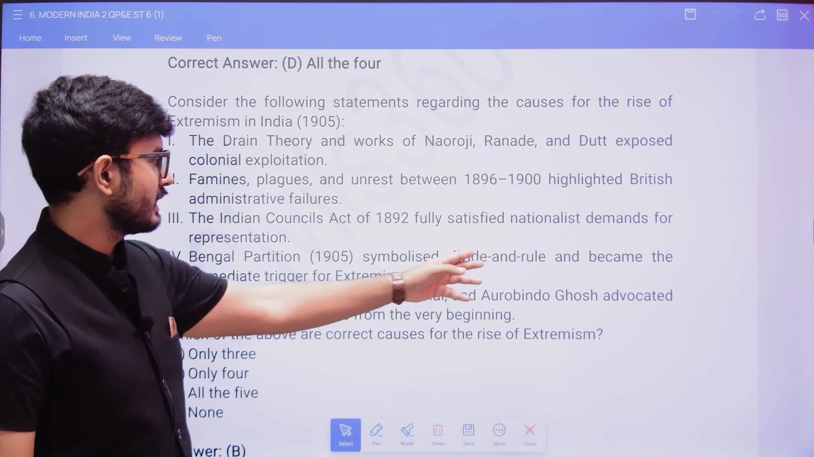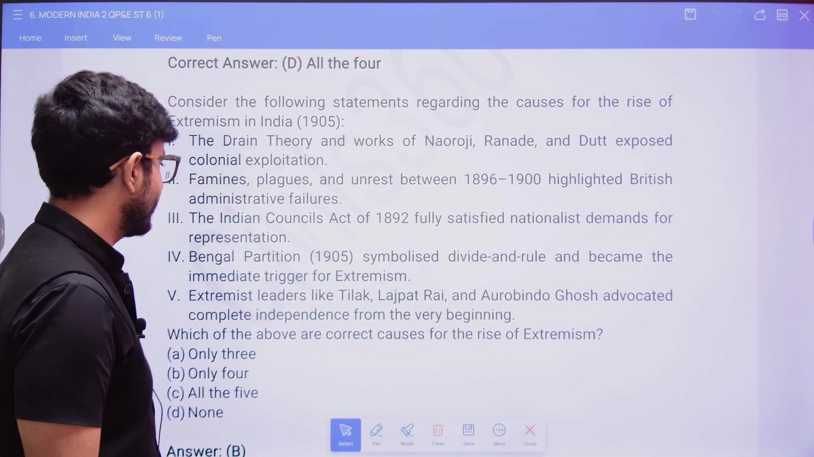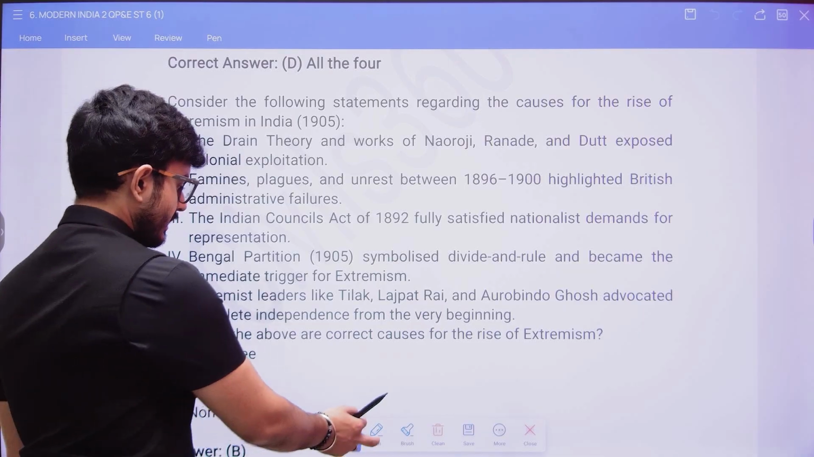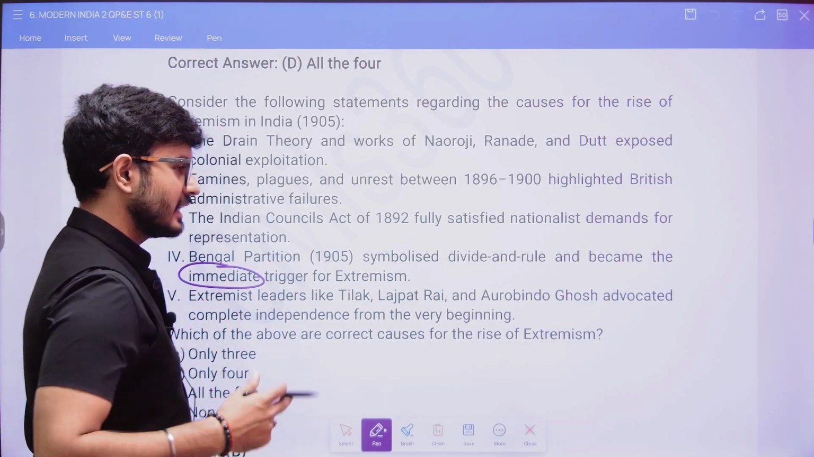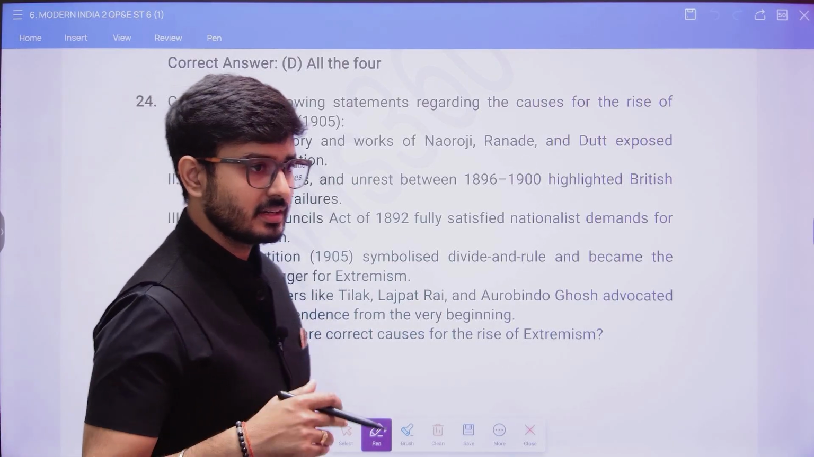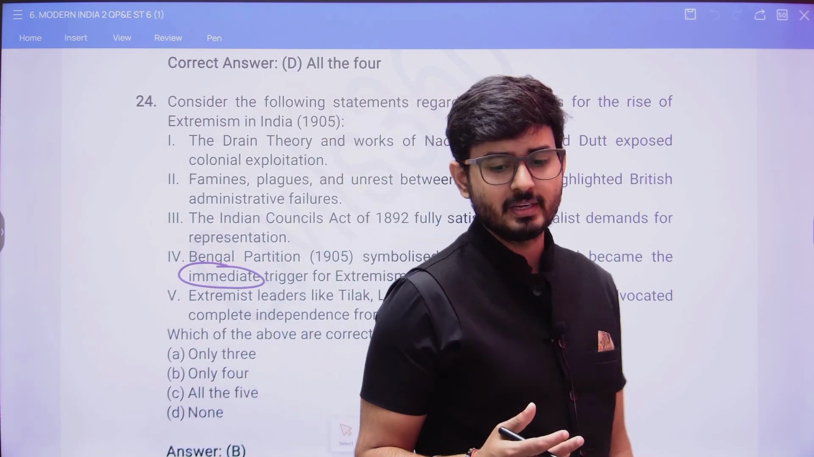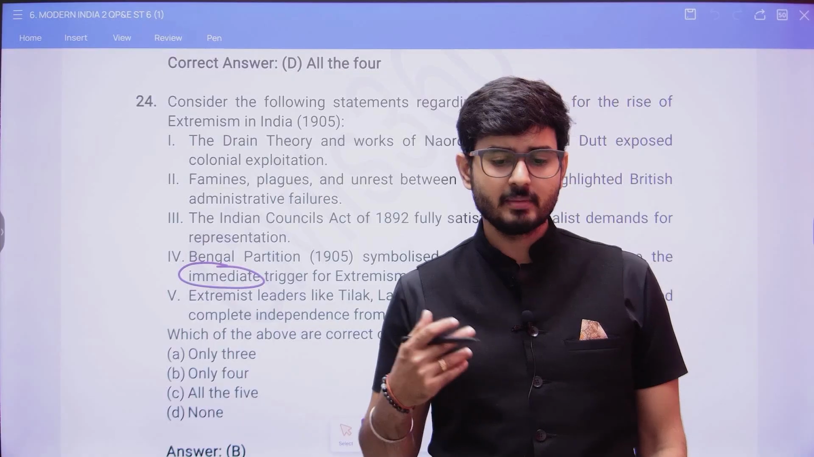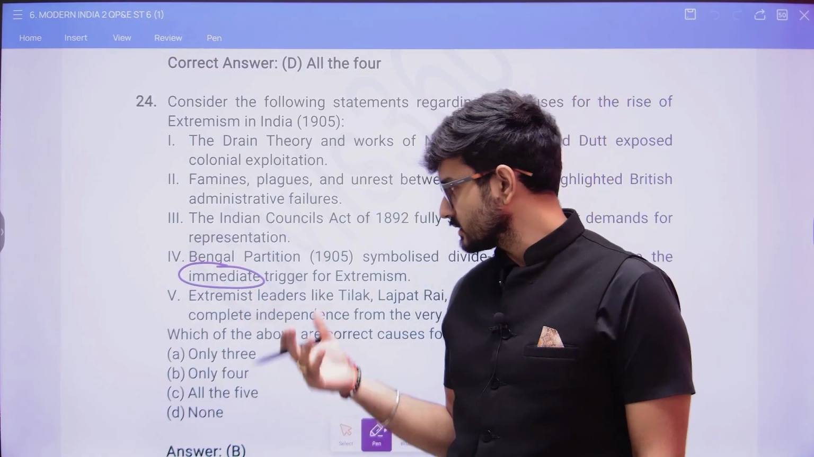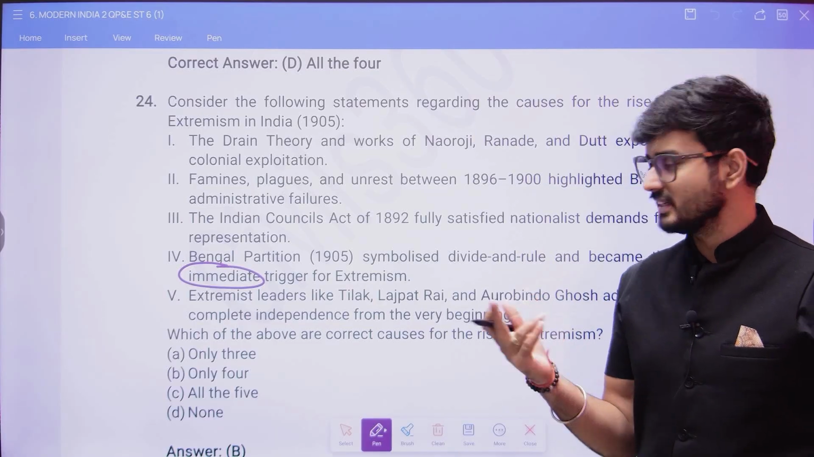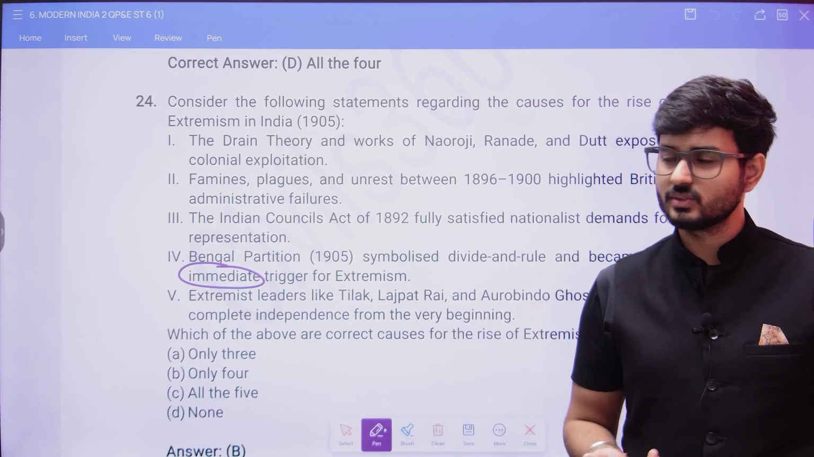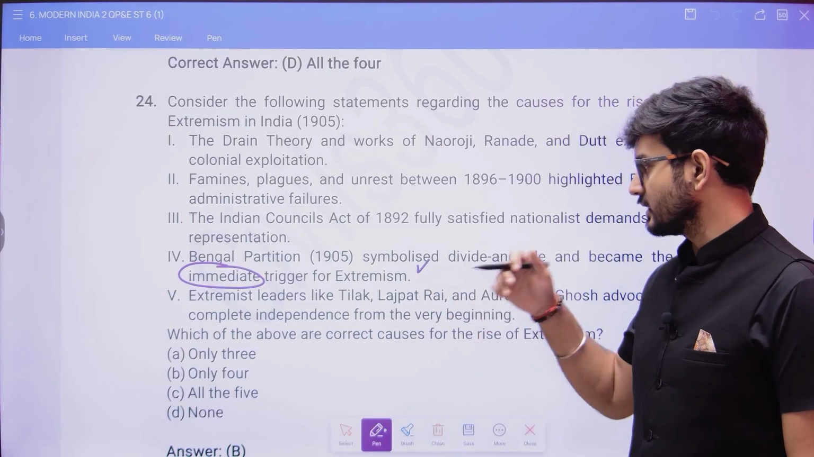Bengal partition symbolized the divide and rule and became the immediate trigger for extremism. So immediate here was basically in the context that they came in majority. Immediate here basically means that they came in majority. I considered that it would be that particular rise of theirs, that they were prevalent from the 1890s only. So that would have been the context here.